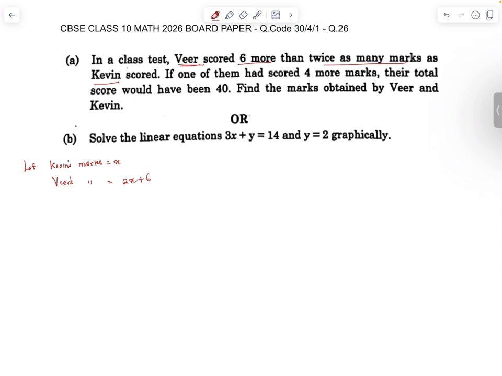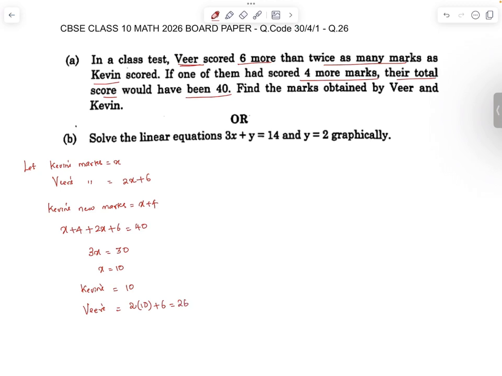If one of them had scored 4 more marks, this can be applied either to Kevin or Veer. Let Kevin's new marks be x plus 4, their total score would have been 40. That is x plus 4 plus 2x plus 6 is 40. 3x is equal to 30 and x is 10. That is Kevin's score is 10 and Veer's is 2 times 10 plus 6, which is 26 marks.